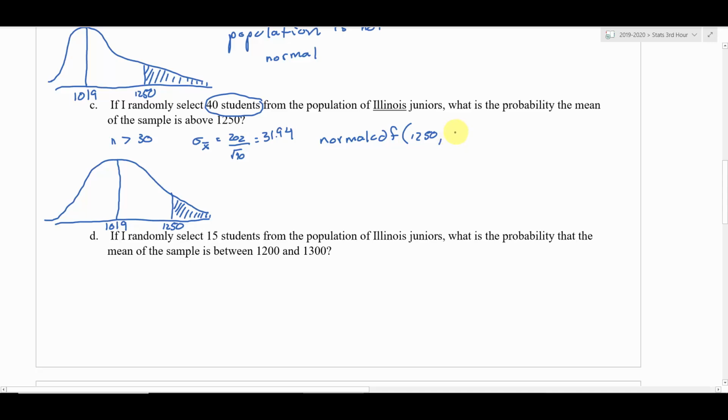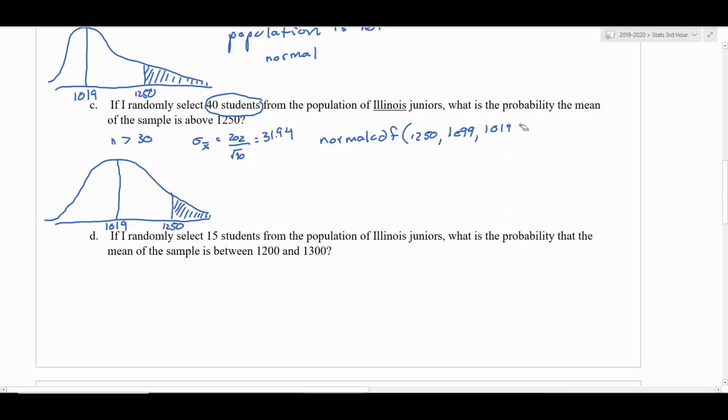Then they want to know your right boundary. So in this case, it goes off to infinity. So in the calculator, we always do a 1E99 to represent infinity. And then it wants to know the mean, right? So we mark that here. That's 1,019. Oops, I didn't mean to put a parenthesis there yet.